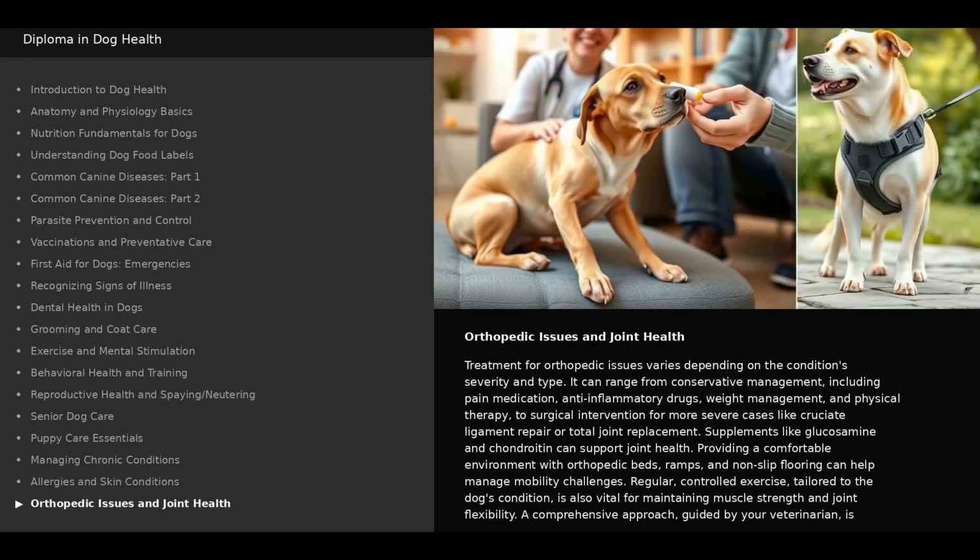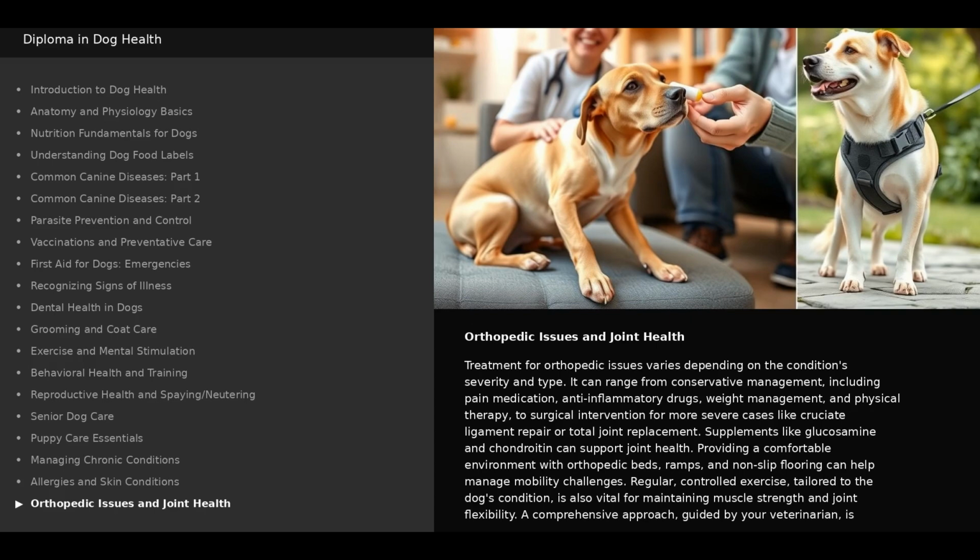Treatment for orthopedic issues varies depending on the condition's severity and type. It can range from conservative management, including pain medication, anti-inflammatory drugs, weight management, and physical therapy, to surgical intervention for more severe cases like cruciate ligament repair or total joint replacement. Supplements like glucosamine and chondroitin can support joint health.